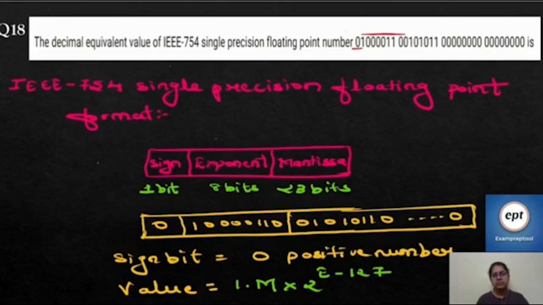Now one by one we will put everything in the formula and we will get the answer. So what is our e? Let's calculate that. What is our m? 1.m. Let's calculate that, and then after we will do the multiplication and everything. On the next page we will do. So our e value, which is the exponent value, is given as 1, 0, 0, 0, 0, 1, 1, 0.